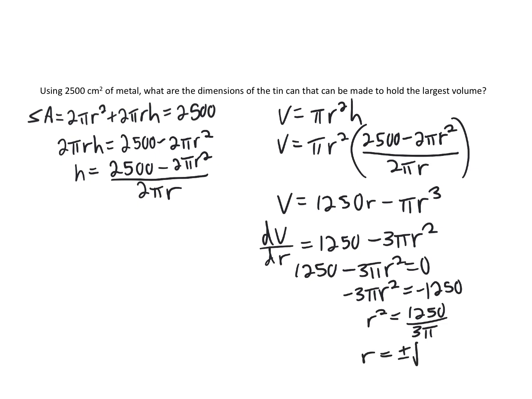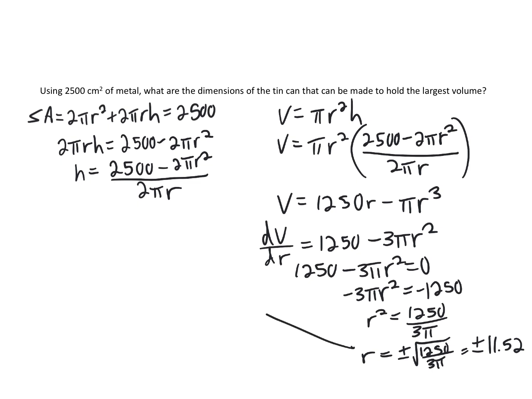R will equal plus or minus the square root of 1250 over 3 pi, which is plus or minus 11.52. Again, the negative doesn't make sense, so we only have to look at the positive. You can do the second derivative test, and if you put 11.52 in for r in the second derivative, you'll get negative 217, so we know we have a max.